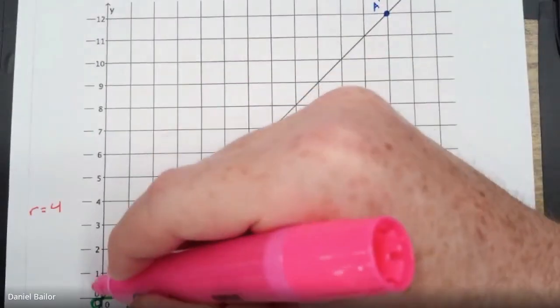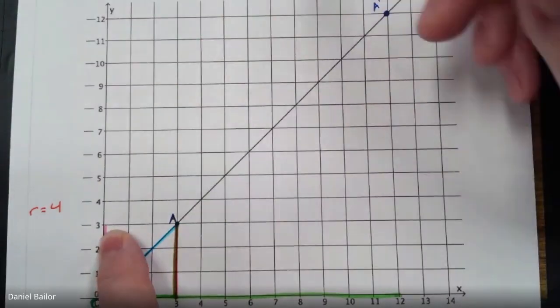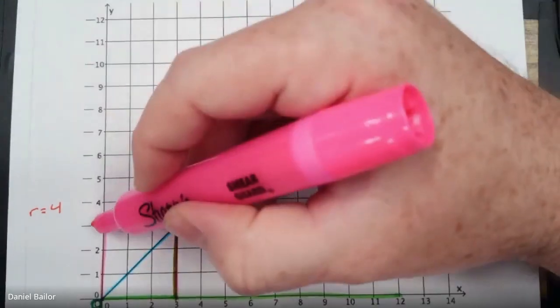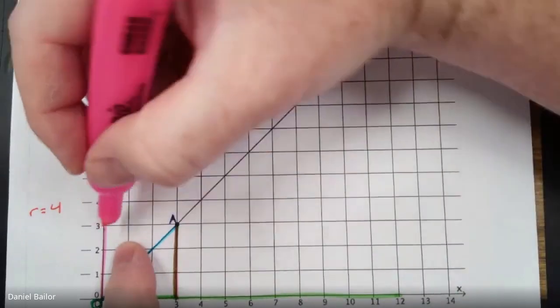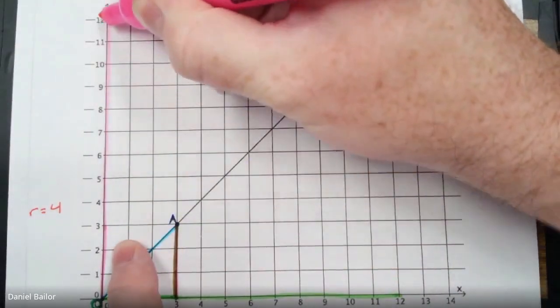I know that A goes up 3 on the y-axis. 3 times 4 is 12. So instead of going up 3, I go up 12.